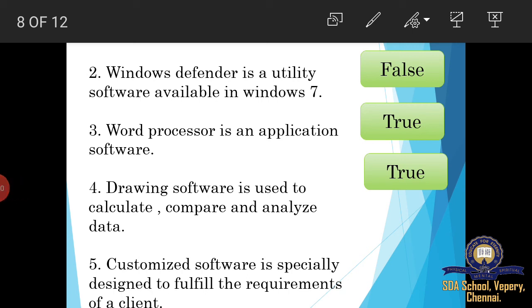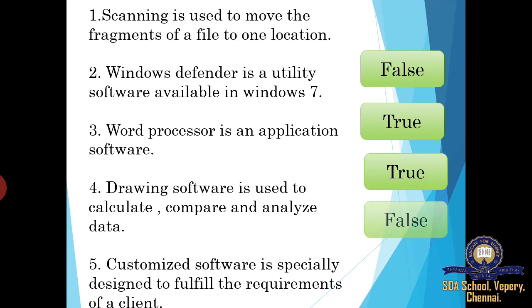The fourth question is: drawing software is used to calculate, compare and analyze the data. Is that true? Drawing software is used for drawing, right? For example, MS Paint. In MS Paint we insert shapes and we draw, right? Drawing software is not used to calculate, compare and analyze the data. It is false. Then the fifth question is: customized software is specially designed to fulfill the requirements of our clients.